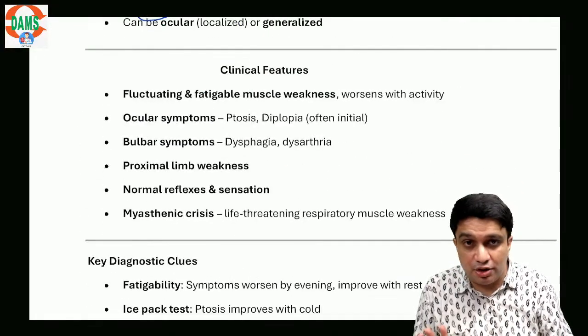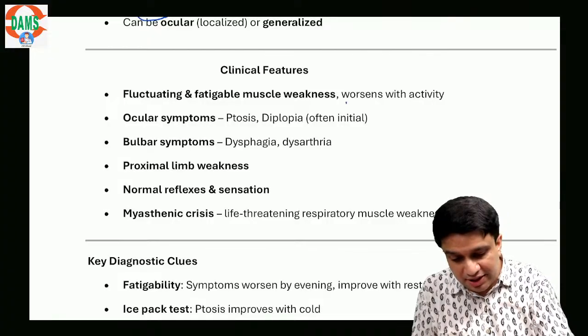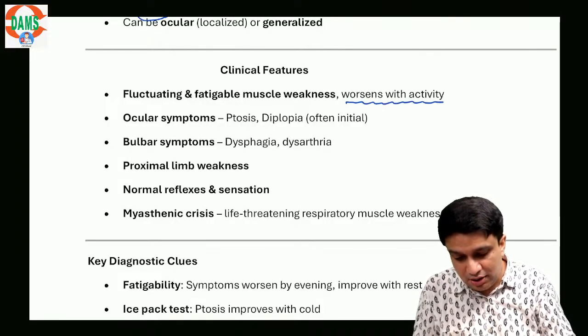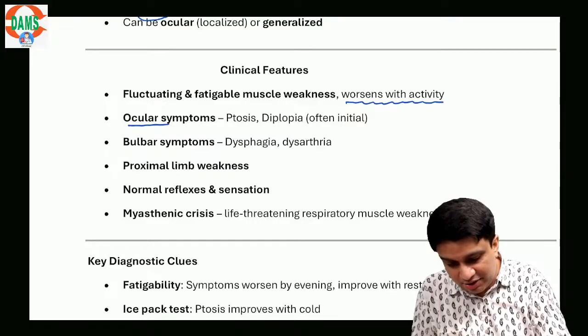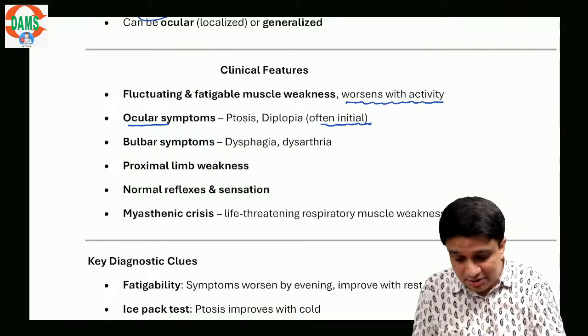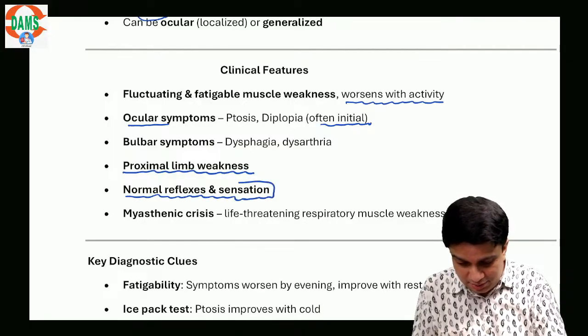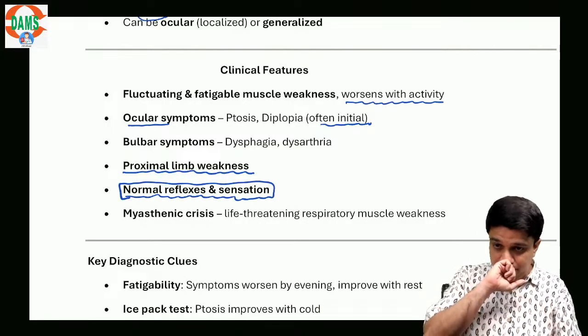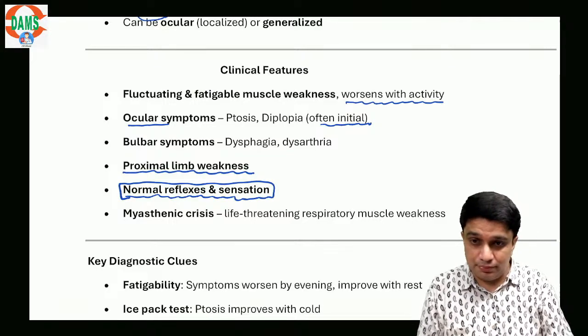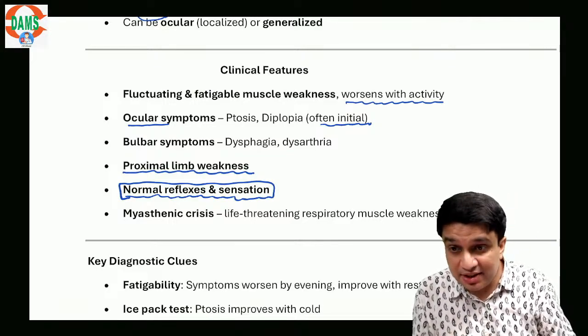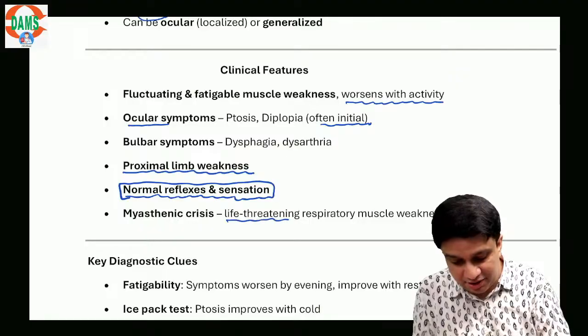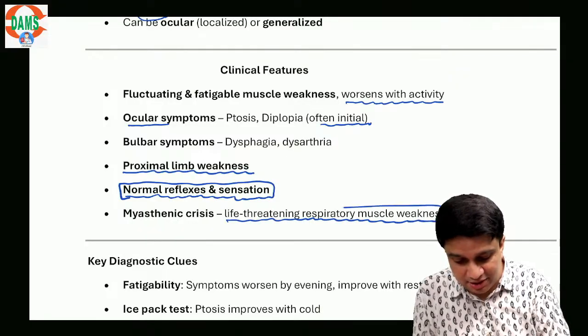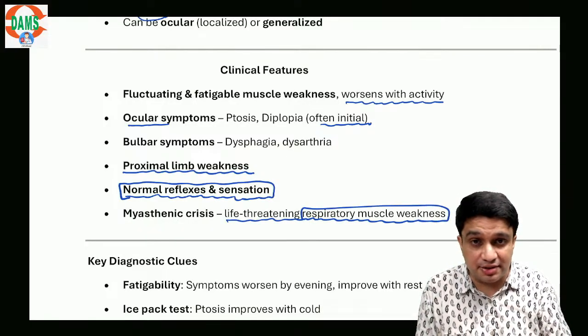Clinical features you know already. The weakness will worsen with activity. Ocular symptoms are generally seen to be the initial symptom. Proximal muscle weakness happens. Sensation and reflexes are preserved. Okay, myasthenic crisis. Life-threatening respiratory muscle weakness in a myasthenic patient is known as myasthenic crisis.